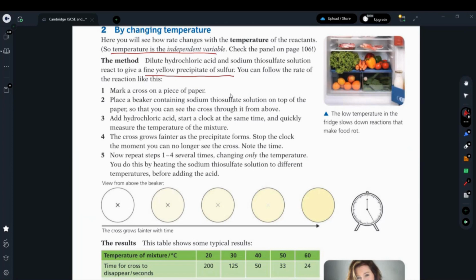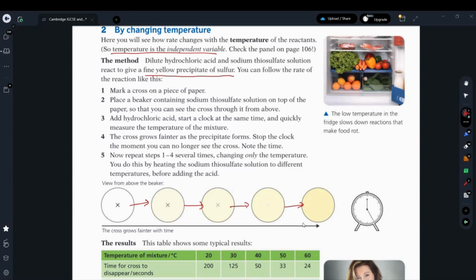So you measure the initial temperature and then you measure the temperature at different intervals while the clock is running. You'll see that the cross which is drawn on the paper in the middle tends to fade away, as you can see. See how it is fading away in this scenario, till the point the cross completely disappears. So the cross goes fainter as the precipitate forms. Stop the clock the moment you can no longer see the cross. Note the time. All right.